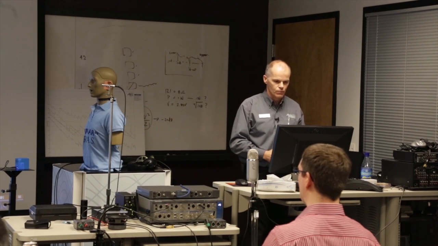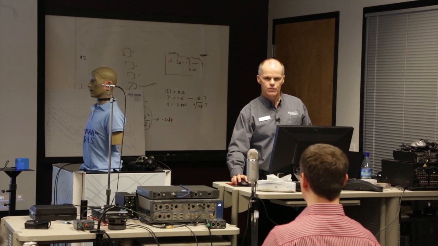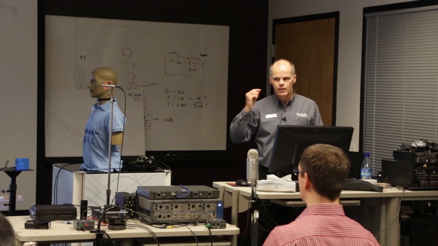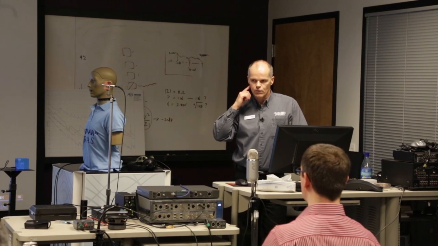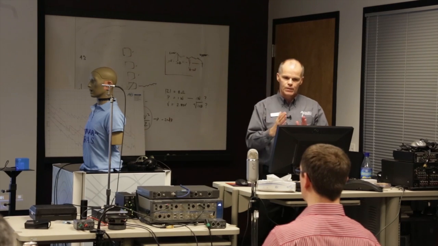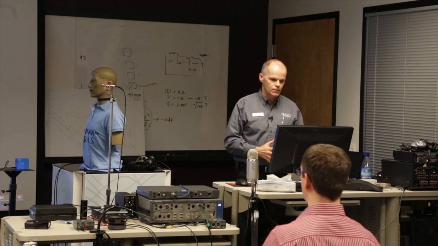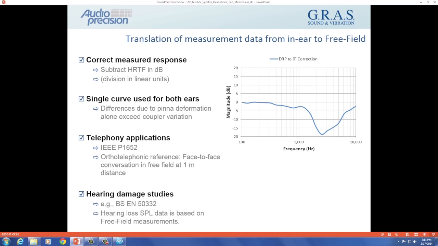So that's the orthotelephonic reference. You use the DRP, or the drum reference point. So the measurement is taken at the microphone, which corresponds to where the eardrum is inside our ear canal. And the reference is from that DRP to 0 degrees on axis in the free field. So this reference to the free field is used for hearing damage studies, those types of applications.